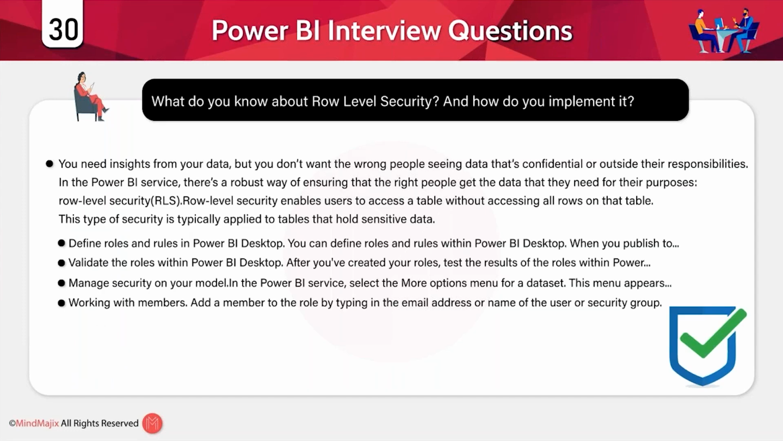Okay, something very important, and many organizations have started using this because they want to maintain the security of the data. So, what do you know about row level security and how do you implement it? Could be your question. So, what you all need to do is to understand what row level security does. Row level security will enable the user to access a table without accessing all rows on that table, right? So this type of security is typically applied to tables that hold sensitive data.